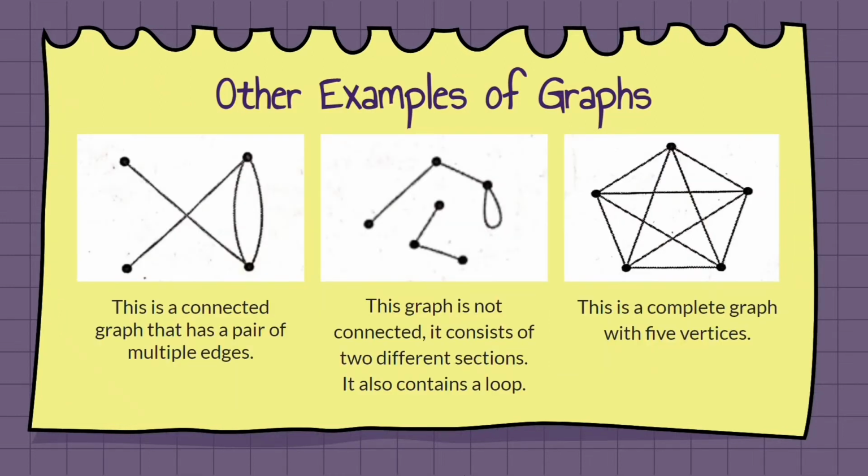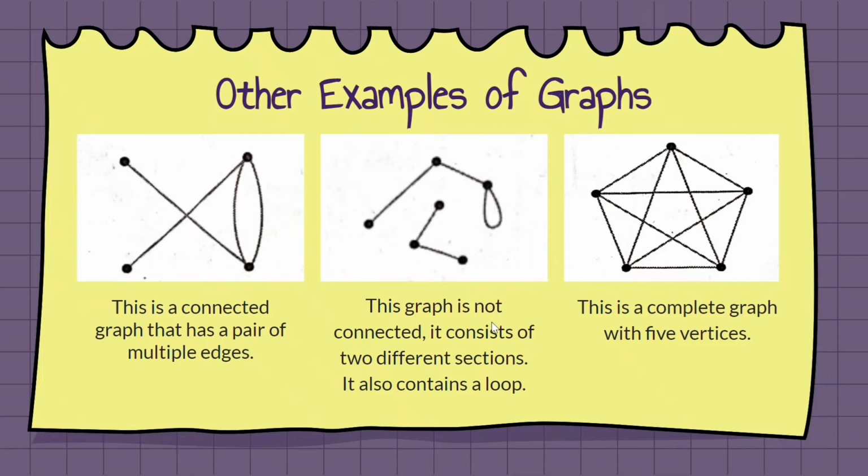Now class, we have other examples of graphs. So first we have this one. This is a connected graph that has a pair of multiple edges. What we mean by connected graph is that all the vertices and the edges are connected. And it has a pair of multiple edges. So these 2 vertices here connect multiple edges, right? So this vertex connects 3 edges and the other also connects 3 edges. So these 2 vertices connect multiple edges.